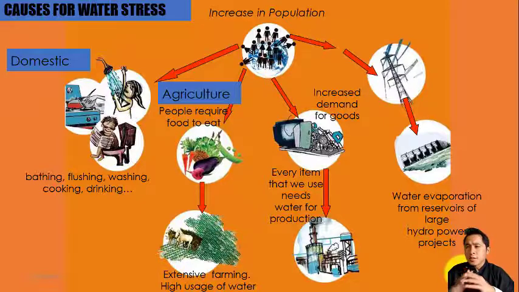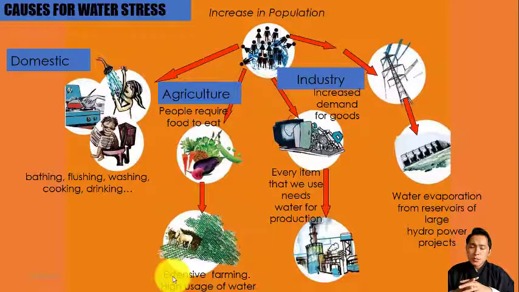Agriculture: because of the increase in population, we have lots of food to be produced. Not only the usual essentials are being demanded, but also different varieties of agricultural products, and that requires lots of agricultural farming. So we have extensive farming going on in different parts of the world, which again uses a high amount of water.